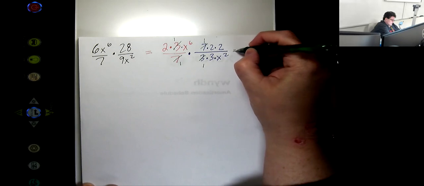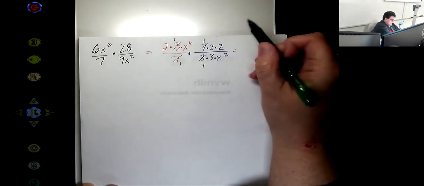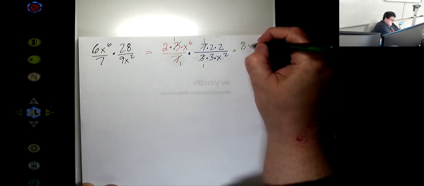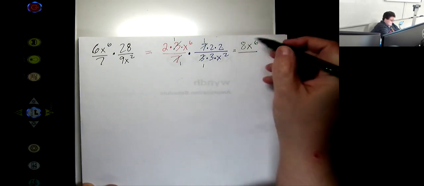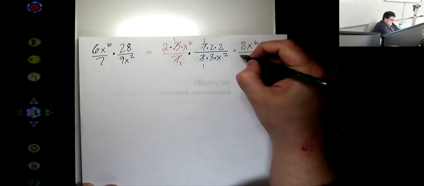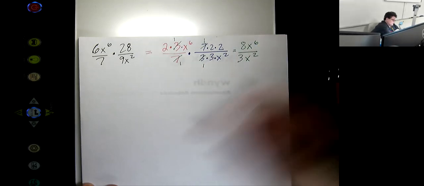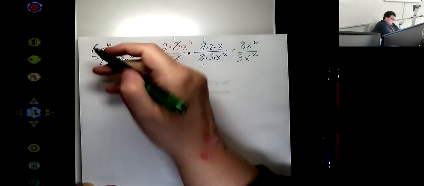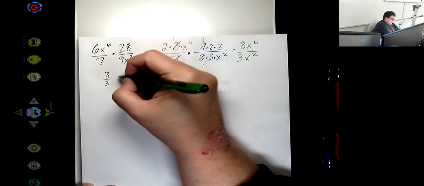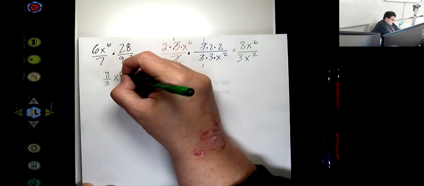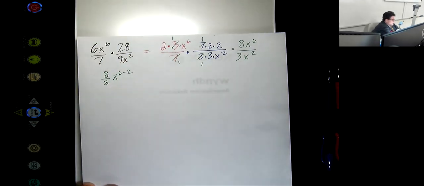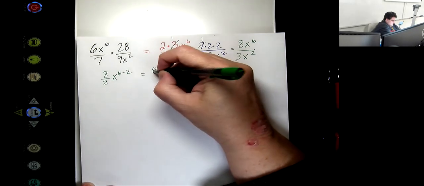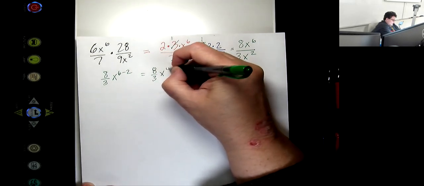So if I multiply this over, I've got 2 times 2 times 2 is 8, x to the 6th on top. The bottom is 1 times 1 times 3, which is 3x squared. And we talked about how to deal with exponents on top and bottom. That becomes 8 over 3 times x to the 6 minus 2. When we have exponents on top and bottom for the same variable, we just subtract the bottom from the top. So the simplified form of this is 8/3 x to the 4th power.